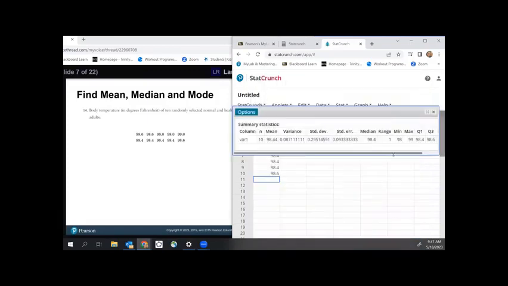Now there's more values here that we're going to talk about in a little bit, but for right now, we just want the mean, the median, and the mode, which is going to be on the end here. So this is 10 people's body temperatures. The average body temperature was 98.44. The median was 98.4, and the mode was 98.4. So all of these values are really close together.